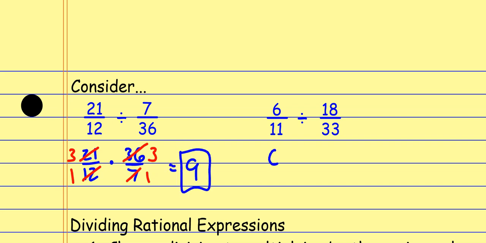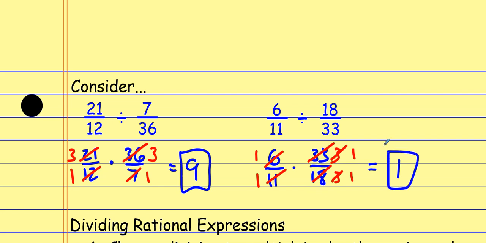This one, same kind of thing. Dividing by a fraction is the same as multiplying by the reciprocal. So I flip that second fraction. Now I have multiplication. I can start reducing. I can reduce more. That's a 1 and a 1. I multiply straight across and I get a 1. Okay? But again, when you're dividing by a fraction, division just becomes a special case of multiplication.